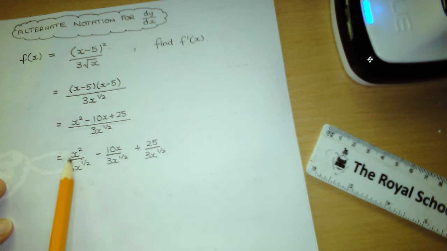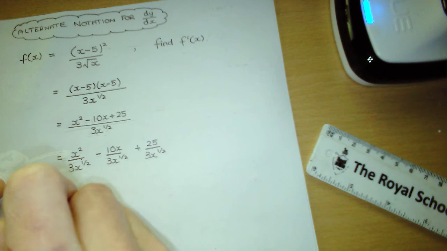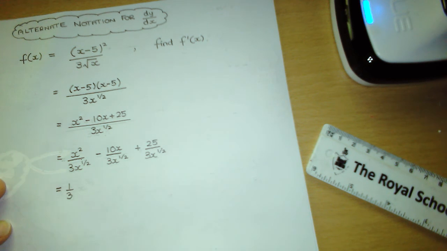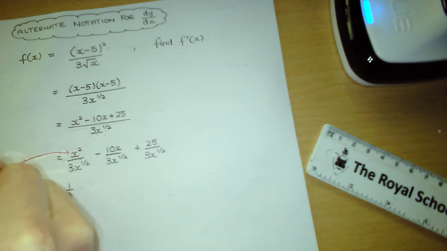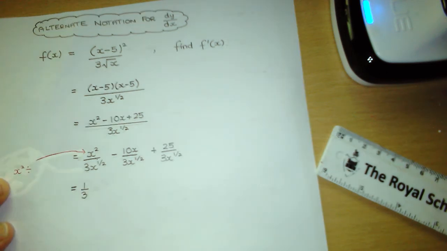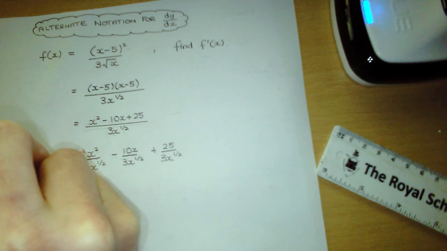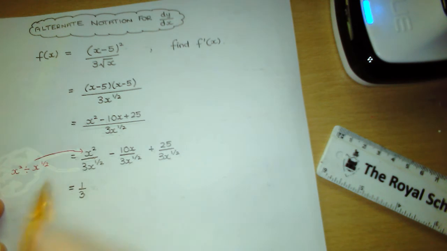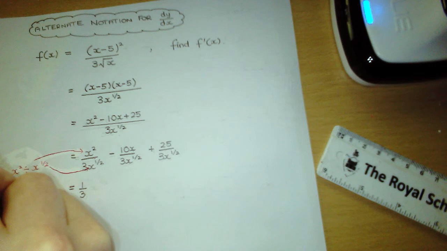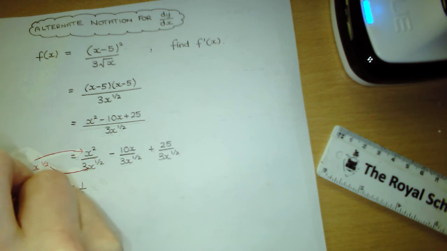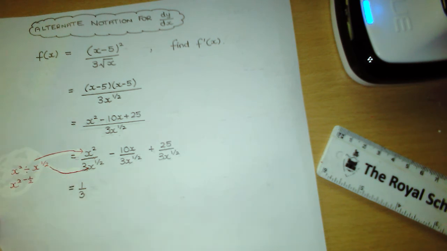Just before I do that, however, let's look at the numbers on the top and bottom of these fractions. You'll notice that the number before x squared here is just 1, so we've got 1/3. So I'm just going to write that as 1 over 3. What I'm now going to do is divide the x's. So we have x to the power of 2 divided by x to the power of a half. So when you divide two indices with the same base, you subtract their powers. So it's going to be x to the power of 2 minus a half. And that's going to give you x to the power of 1.5, or 3 over 2.